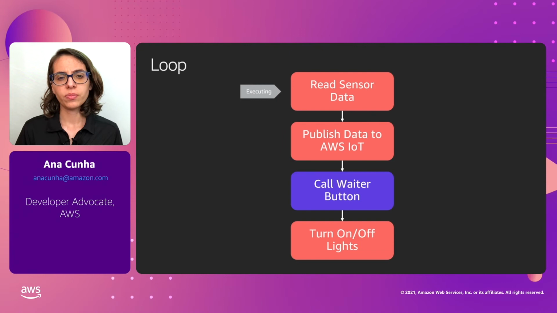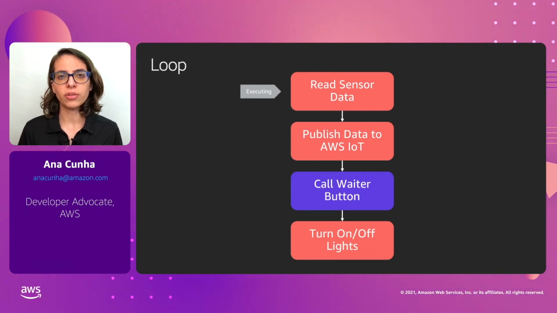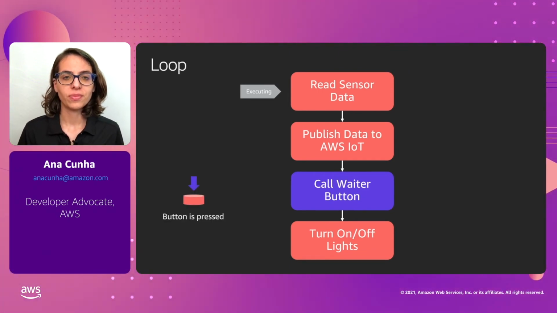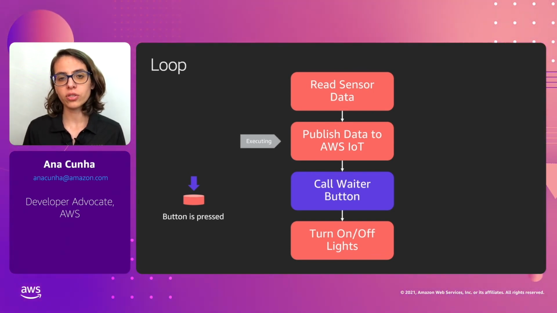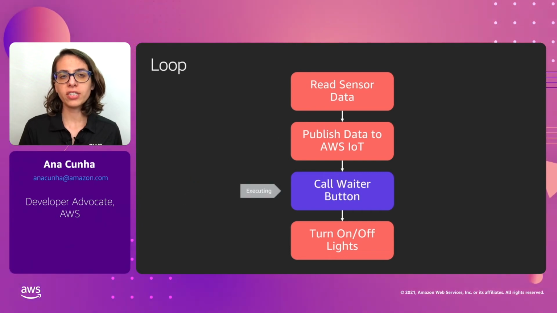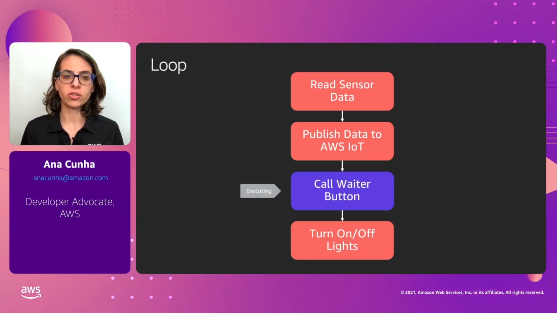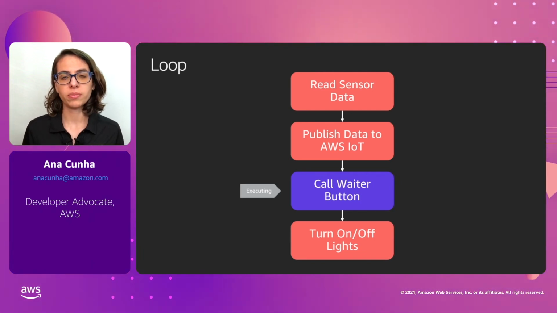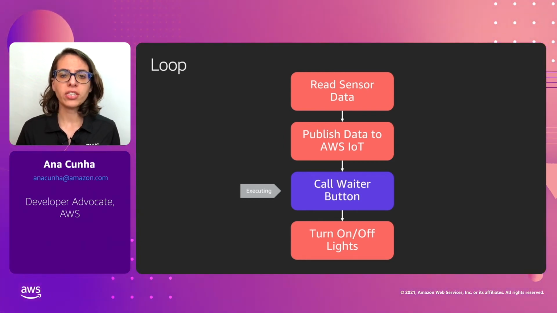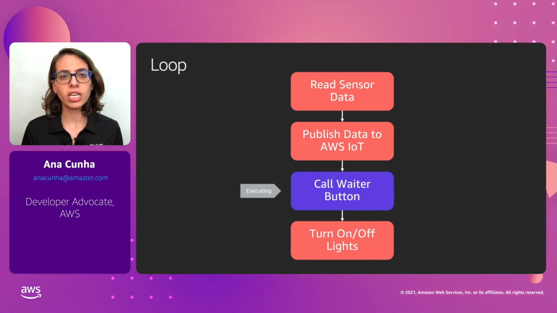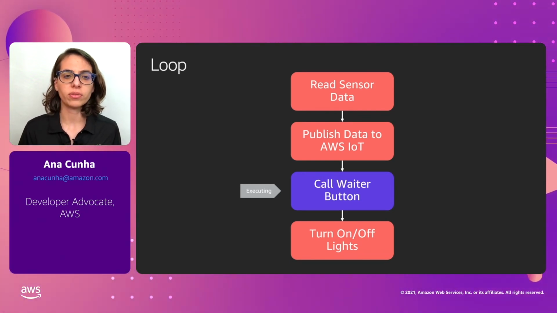But then what happens if the loop is currently executing the code that reads the sensor data and someone presses the button at exactly that time? Our loop will keep executing instruction after instruction. But what if when we finally reach the code that checks if the button is pressed or not, the button has already been released? In that case, we would completely miss the push of the button and never call the waiter. So how can we avoid this and at the same time make sure that whenever the button is pressed, it will have priority over the other instructions?